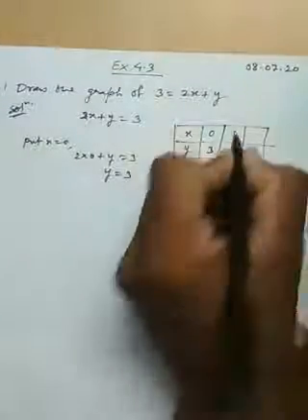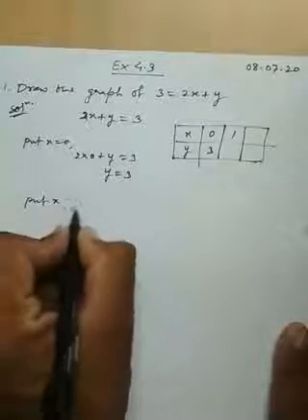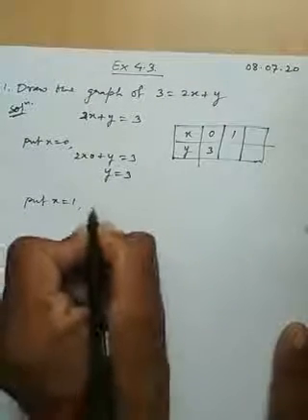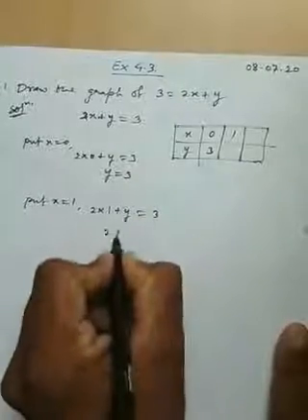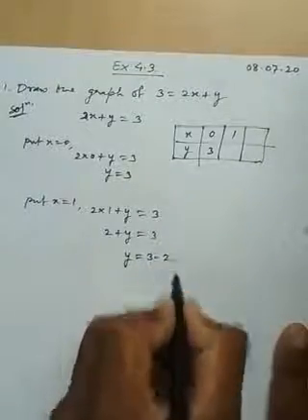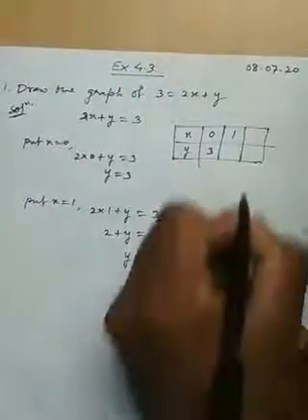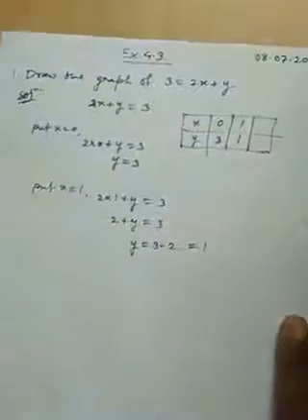Next, put x equal to 1. Then 2 into 1 plus y equal to 3. 2 plus y equal to 3, and y equal to 3 minus 2. 3 minus 2 is 1. So 1, 1 is the solution.